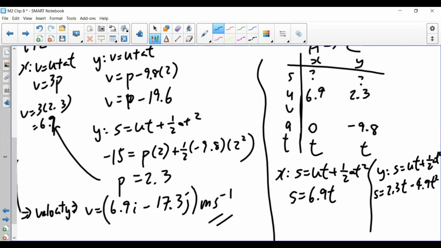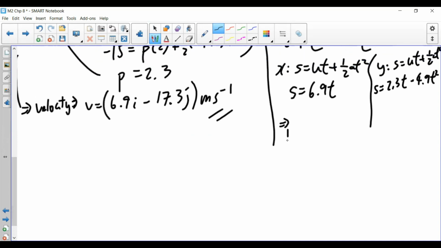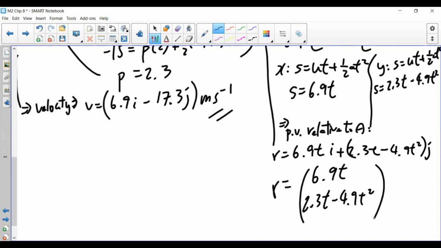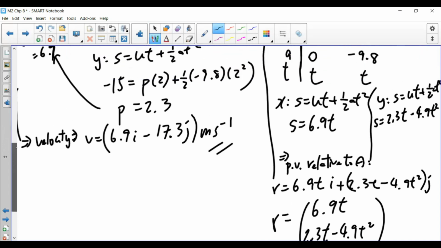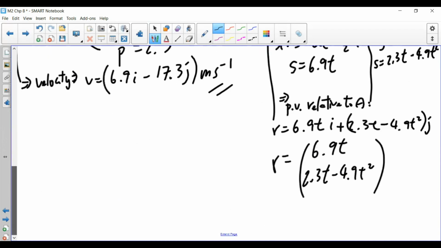So the position vector, the PV relative to A, because we start from A, is R equals 6.9T i plus 2.3T minus 4.9T squared j. Or, I prefer to write it as 6.9T and 2.3T minus 4.9T squared. Either one of them is fine. But that's not what we need, because we need a position vector relative to O. So A was 25 meters above O, that means we add 25 meters to the position vector.